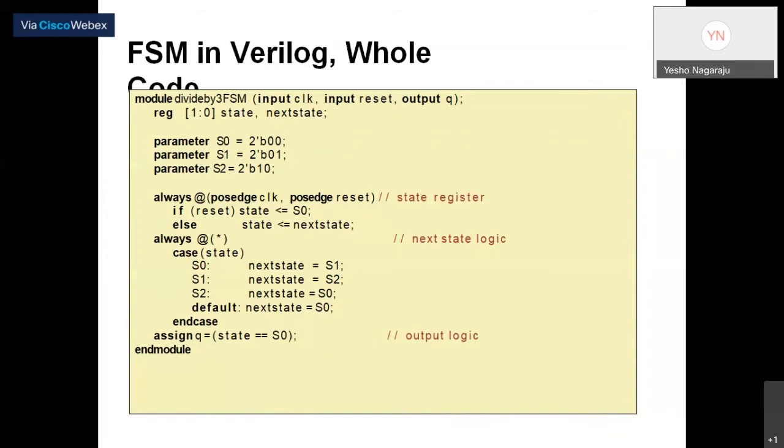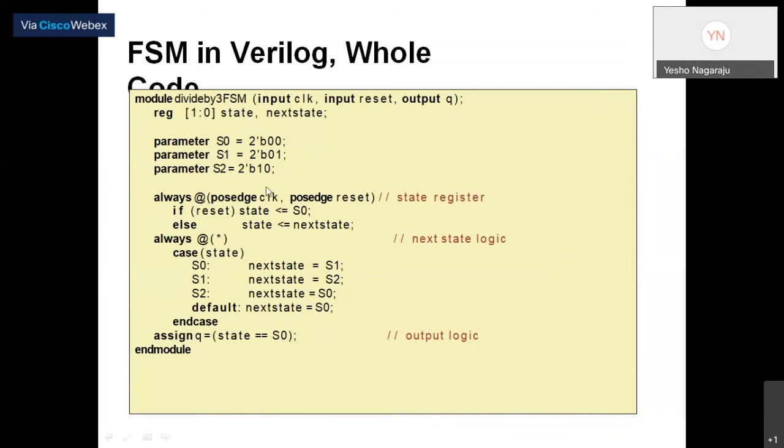So what is it going to do? Basically, it is going to change its state on every clock edge, from state to next state. What is next state? Next state depends on the present state and present inputs. The only input is the clock here, so we are not considering it. If you are in state S0, next state is S1. If you are in state S1, next state is S2. If you are in state S2, next state is S0. That's the next state logic. And what's the output logic? Output is assigned 1 when the state is S0, otherwise it is assigned 0.